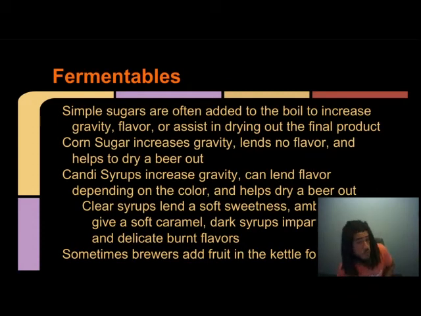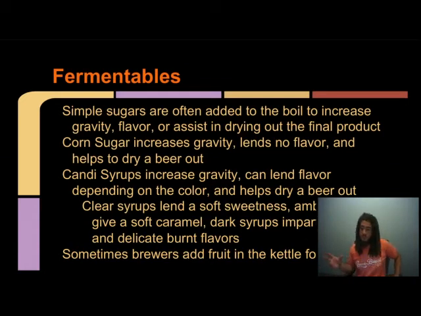For example, corn sugar is a very common one. It increases the gravity, so it gives you extra sugar that you're not actually extracting from the grains. It's just sugar that you're adding in the boil. It doesn't lend any flavor, which is key. And it definitely helps dry a beer out.